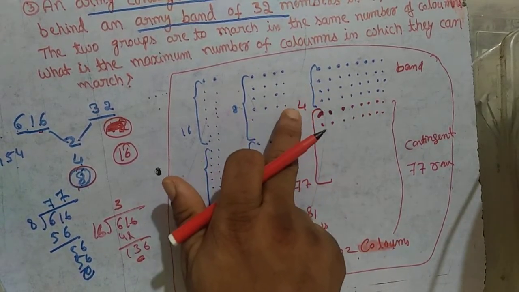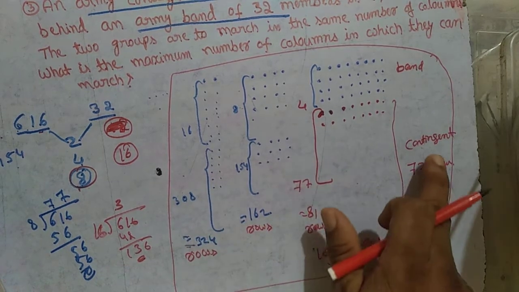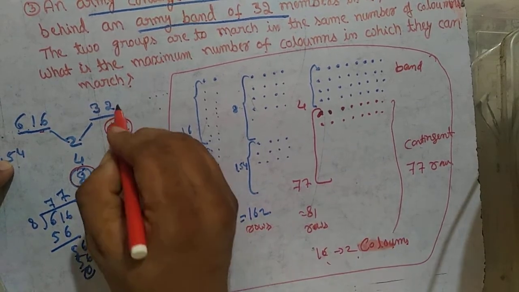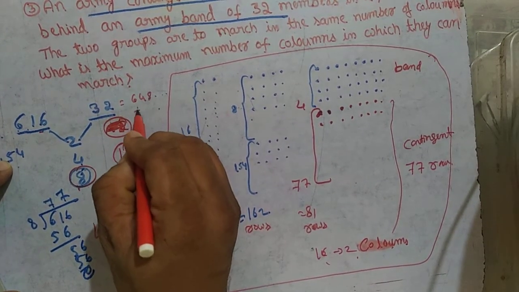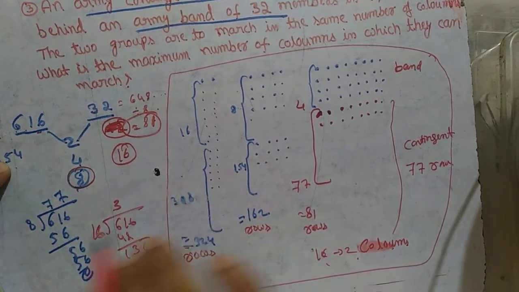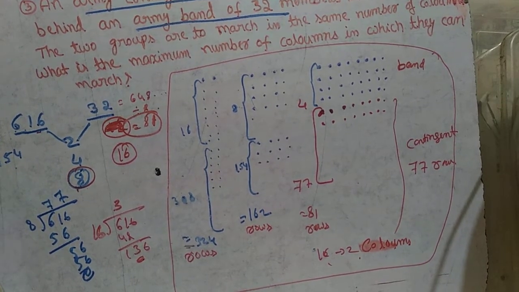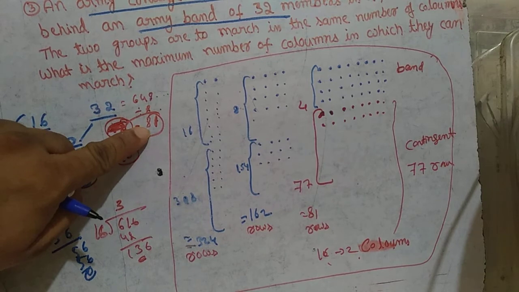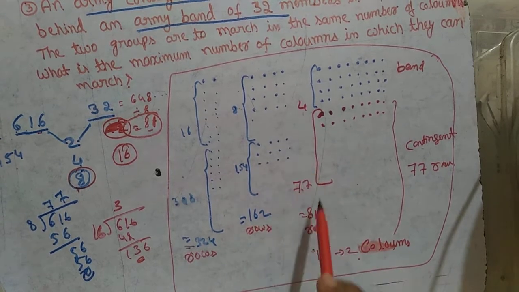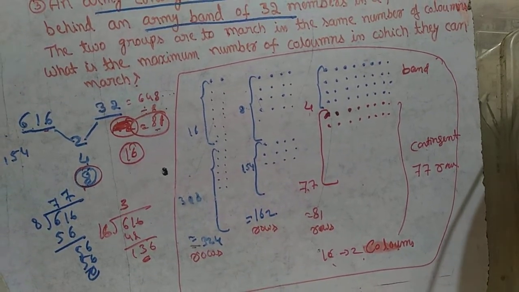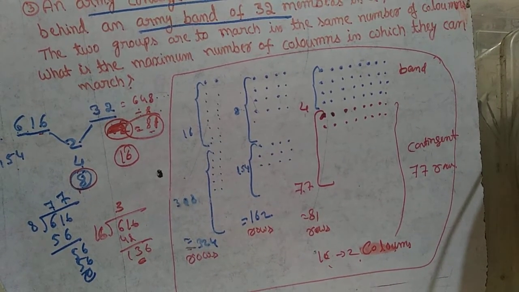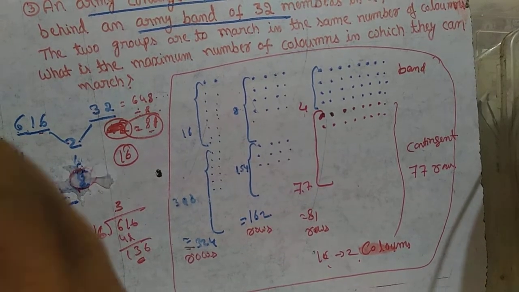Band people you can make 4 rows, and this army contingent makes 77 rows. When you add these two, what is the answer? 648. 648 divided by 8 also we will get 81. Means 81 rows, 8 columns. 77 plus 4, 81. Let's do this one systematically, mathematically finding the HCF. I hope you understand this one.